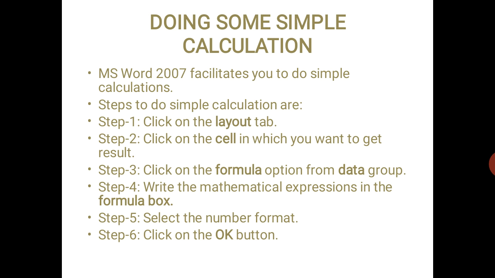Doing some simple calculation. MS Word facilitates you to do simple calculation. Steps to do simple calculation are: Step 1. Click on the Layout tab. Step 2. Click on the cell in which you want to get result. Step 3. Click on the Formula option from Data group. The Formula dialog box will appear on the screen. Step 4. Write a mathematical expression in the formula box. Step 5. Select the number format. Step 6. Click on the OK button.